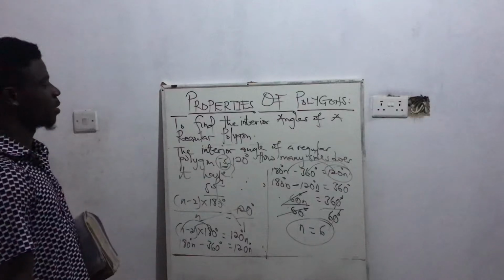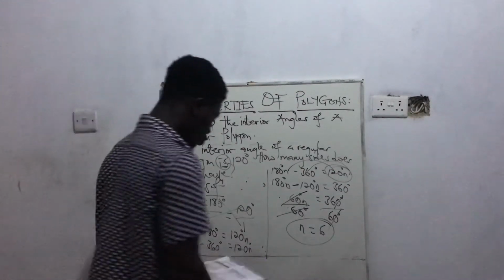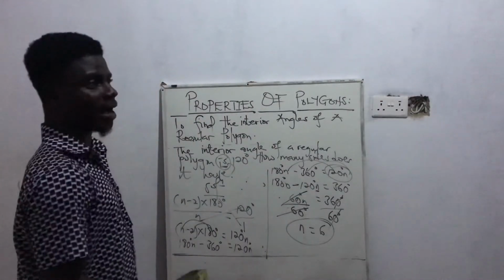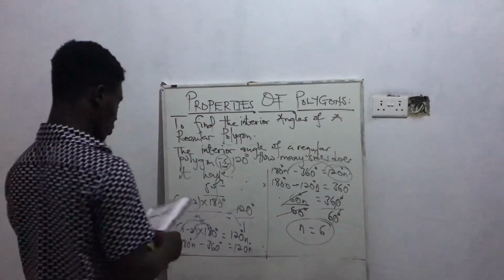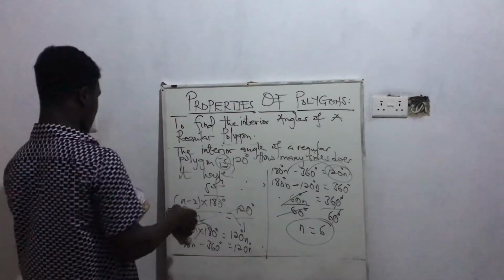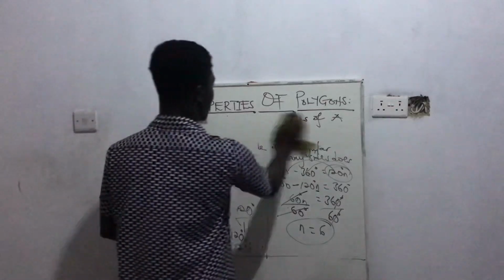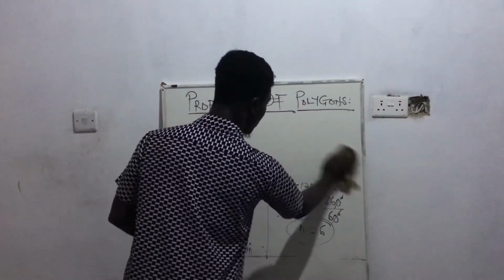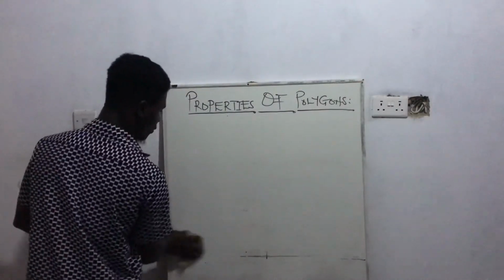So we are done. Let me give you one to try, so that when you try it, you get more of the understanding. Then we are done with how to find the interior angles of a regular polygon.